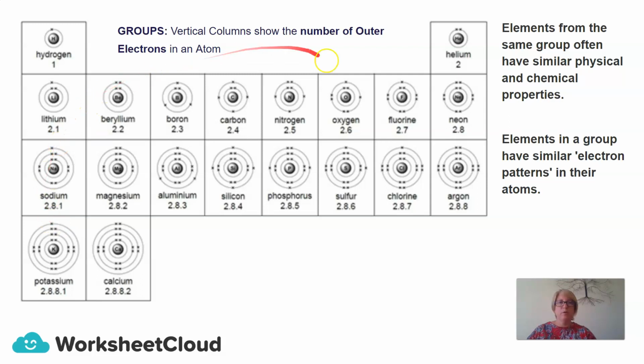For example, let's have a look at this group here, and let's see how many electrons are in the outer shell. 1, 2, 3, 4, 5, 6, 7. If we move down to chlorine, 1, 2, 3, 4, 5, 6, 7. Which means all the elements that we find in this group have got the same number of outer electrons.